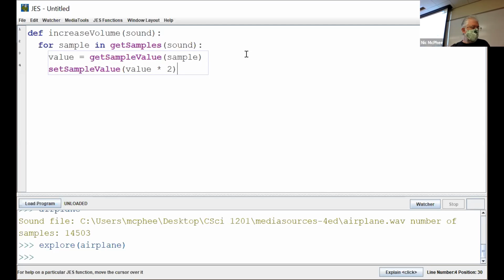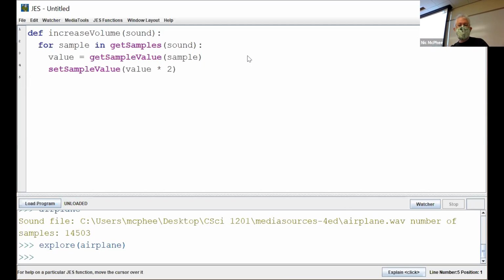So we can say value times 2. And now this is going to take every point in the sample and double its value, crank it up, okay? So it should make the thing louder. It won't change the pitch, the frequency. The speed with which things go up and down is going to stay the same. It's just when they go up, they'll go up more, and when they go down, they'll go down more. So it'll make the volume higher, but it won't change the pitch. Okay?